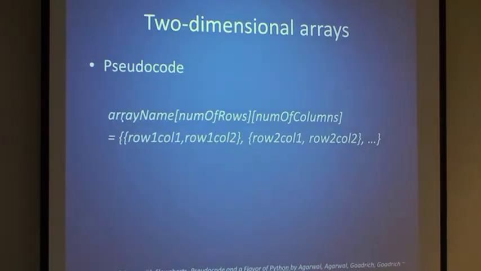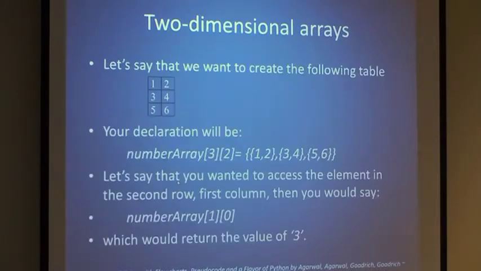But how do you declare it in pseudocode? Name of the array, number of rows, number of columns, like that. Okay? And if you initialize it, the syntax is this. Now, if you wish to try it out, please do. No one's going to stop you, but this is not part of the homework, okay?